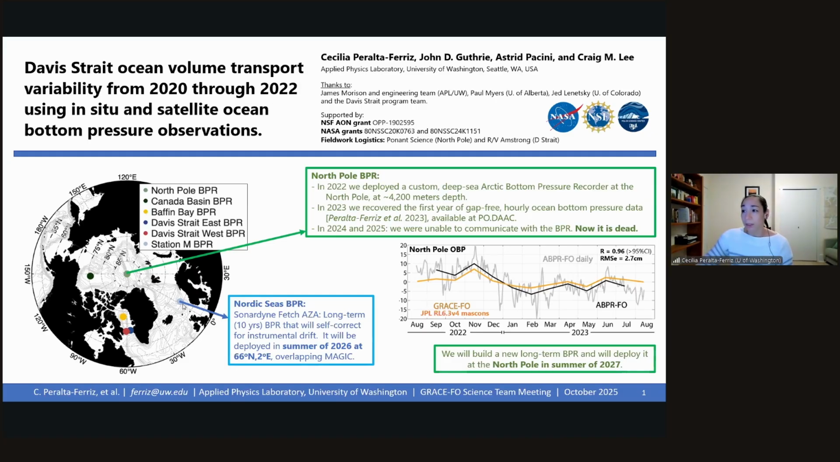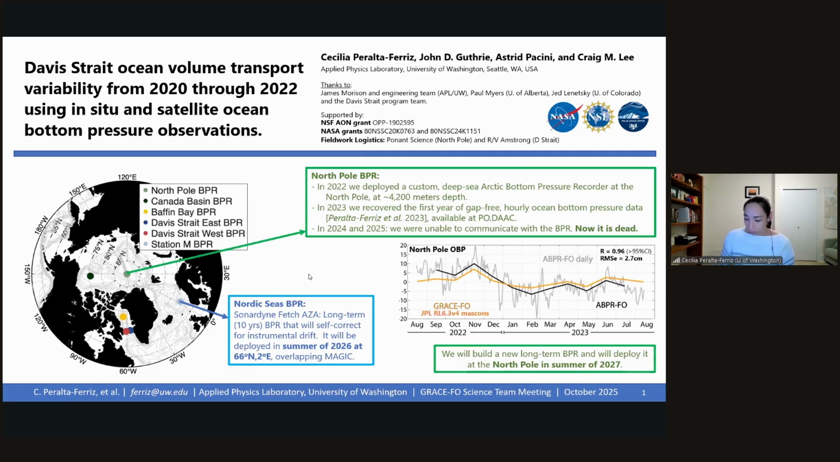Here's a map over here. It's 66 degrees north and 2 degrees east. And this is going to overlap with the 2 pairs of satellites of the MAGIC constellation. But we are here now to continue with other good news. And we are going to focus here on this area of Baffin Bay between Greenland and Baffin Island. And this is the Davis Strait over here.